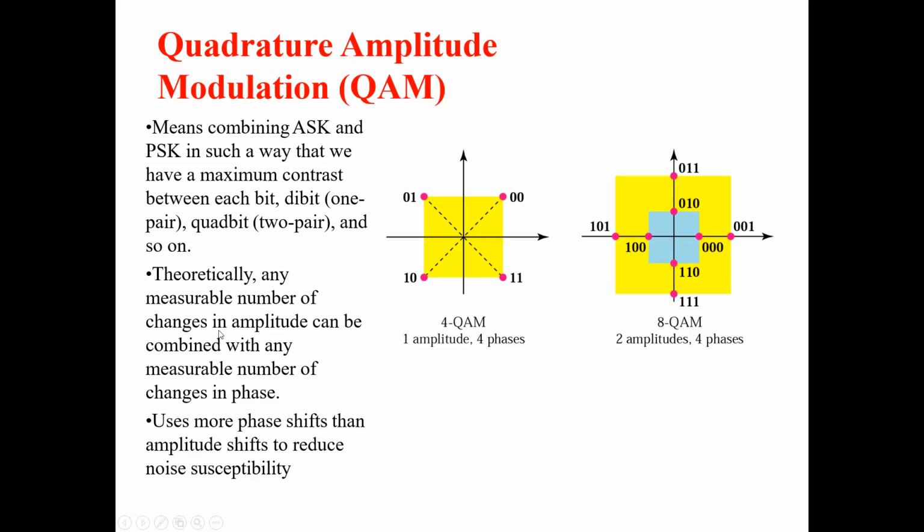Theoretically, any measurable number of changes in amplitude can be combined with any measurable number of changes in phase. It uses more phase shifts than amplitude shifts to reduce noise susceptibility. 4 QAM: 1 amplitude, 4 phases. 8 QAM: 2 amplitudes, what? 4 phases. So these are the 4 phases here: 1 0 0 1 0 0 0 1 0 0 0 1 1 0.